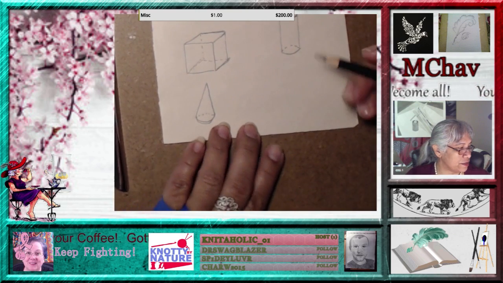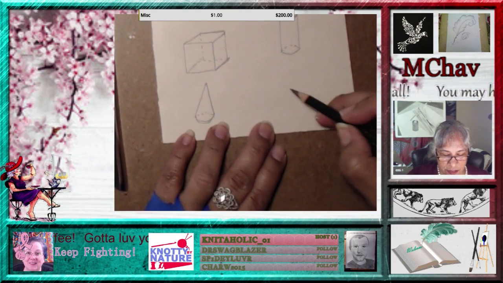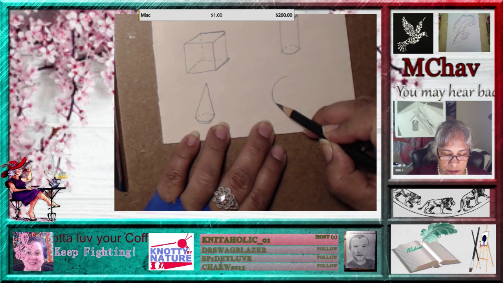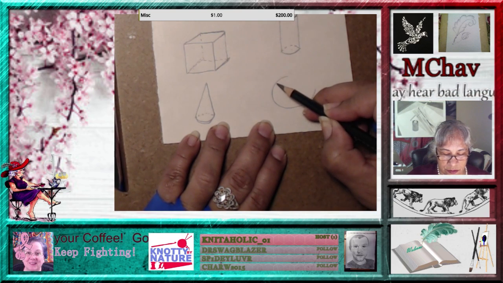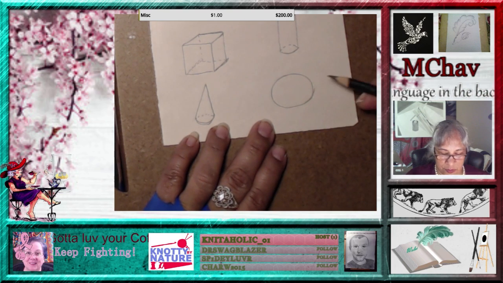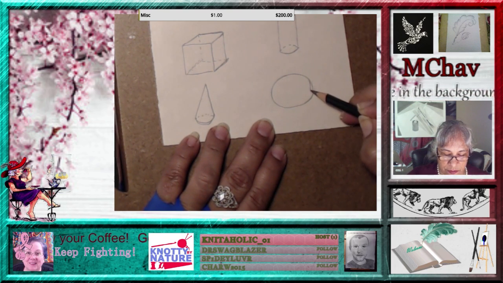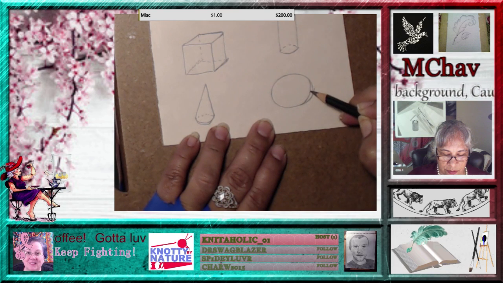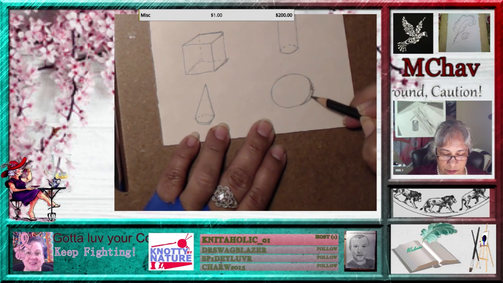Okay. The next one is the sphere. You want to draw a circle. Okay. It's a little off, but straighten it out a little bit. Okay. Forget about that part.